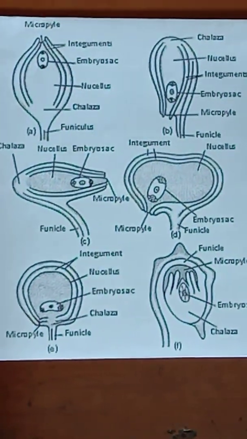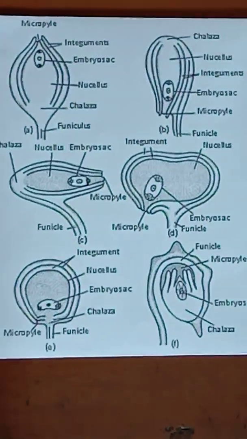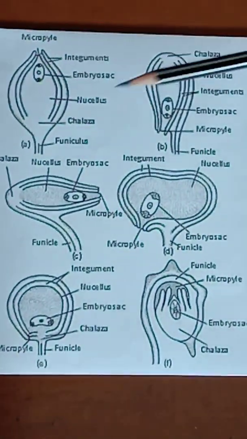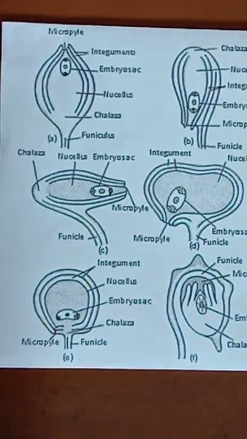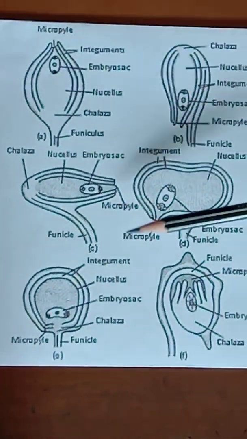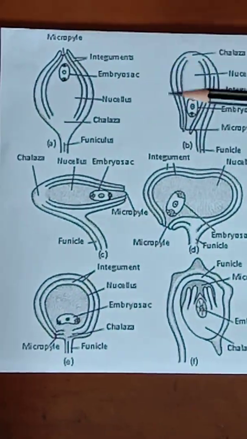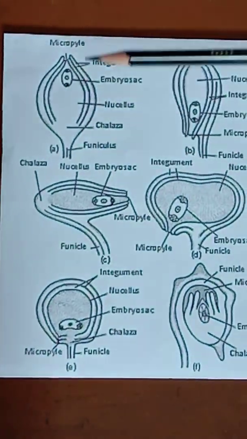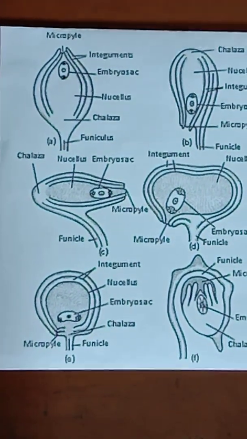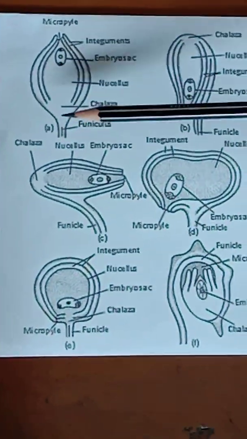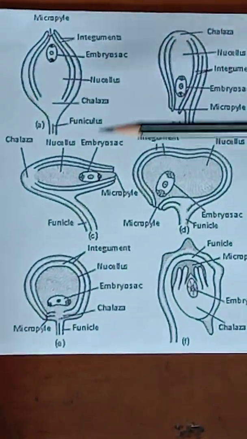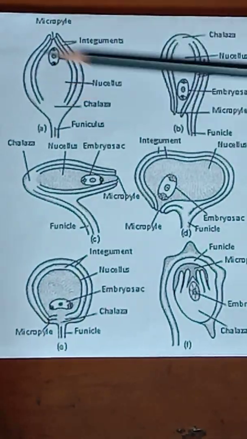Example, gamopetalae members. Then coming to the orthotropous ovule, this is called as the straight ovule, orthotropous ovule or atropous ovule. The body of the ovule is erect and straight such that the funiculus, the chalaza and the micropyle all lie in the same straight line. Example, polygonum in angiosperms, and all gymnosperms have such type of ovules.